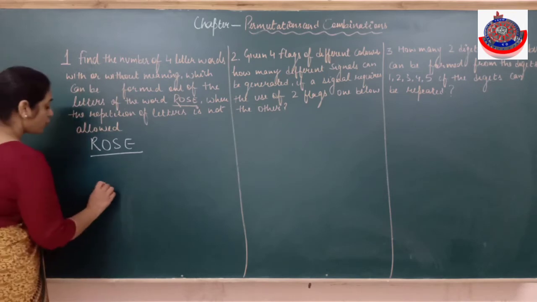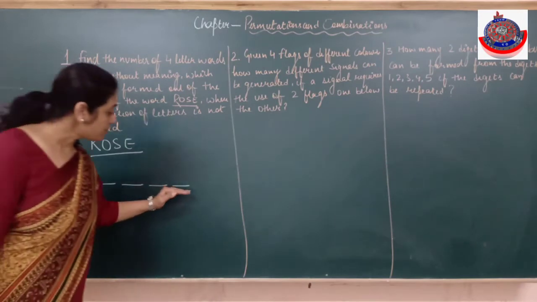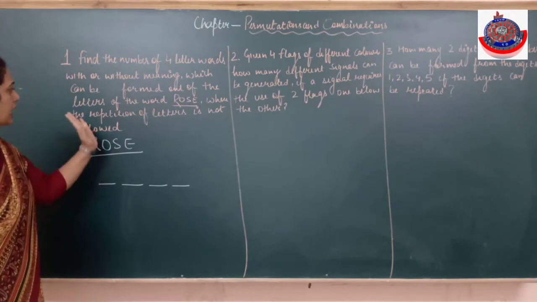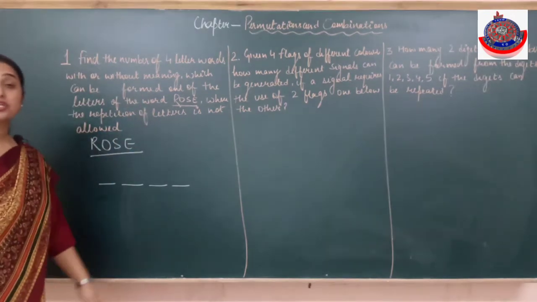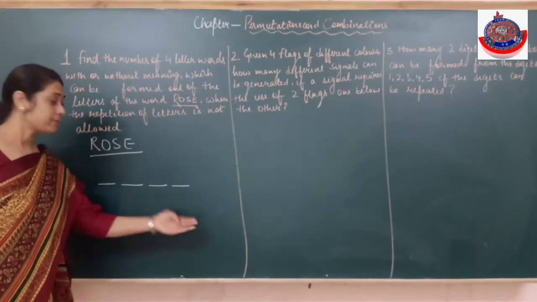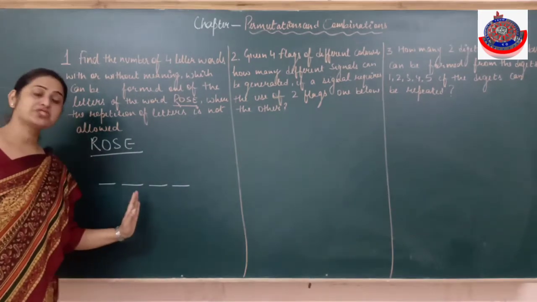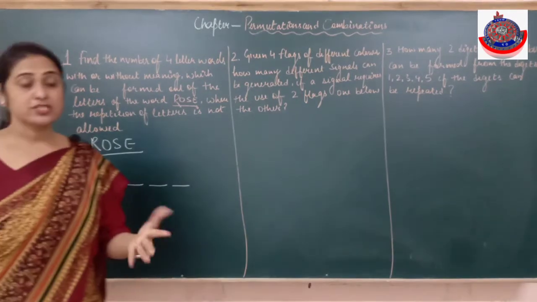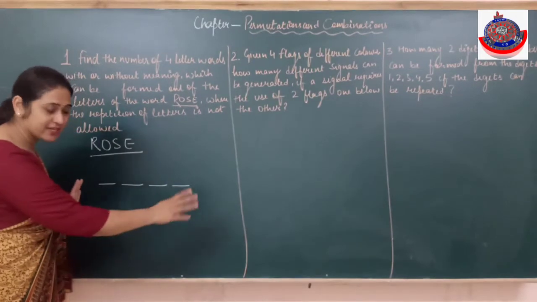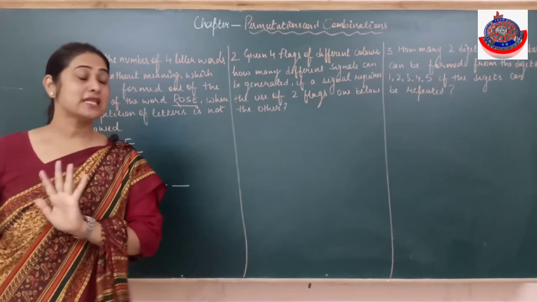I have to form the 4-letter words. That means I have to fill these 4 blanks, using these letters only, where the repetition is not allowed. Suppose R, if I have used it at one place, then R cannot be repeated, so I have to use another letter. Clear? So the easiest way is, first of all, make these blanks, fill them, then you write the theory part. Questions are very easy. You just have to think a little, that's it.